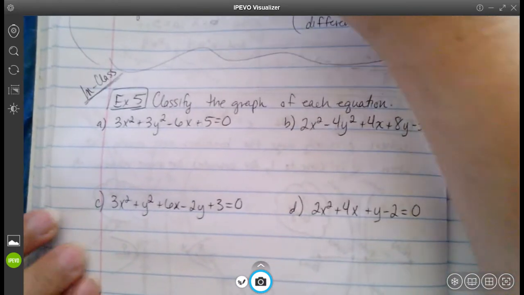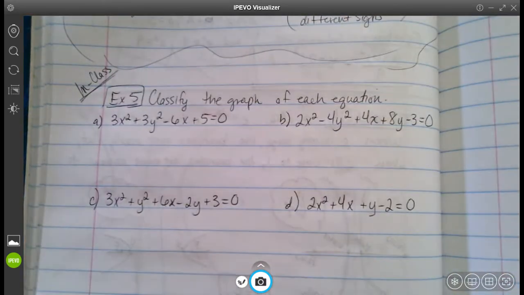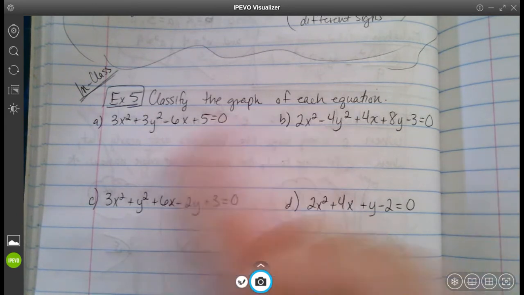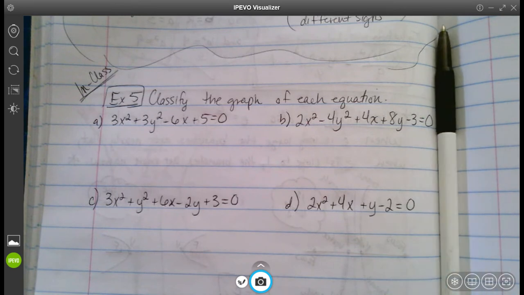We'll do this part in class. It will not take long, I promise. This is going to be basically classifying the graphs of each of these equations. Just classifying, nothing further than that.